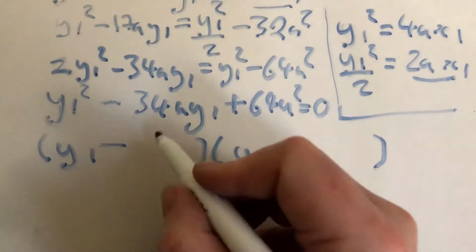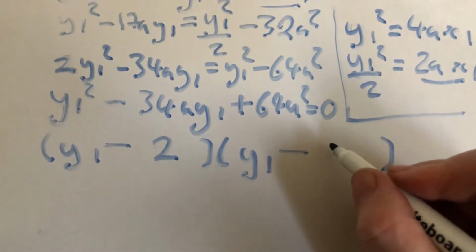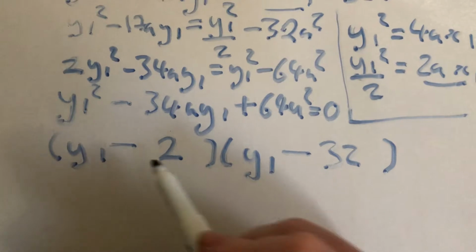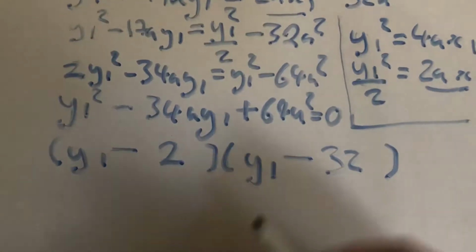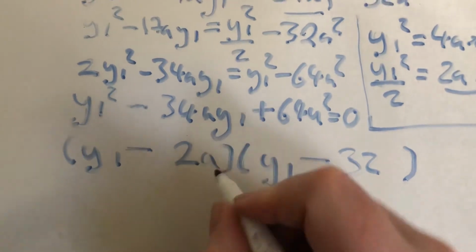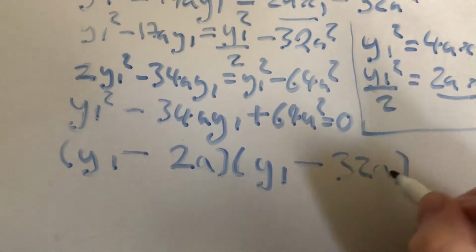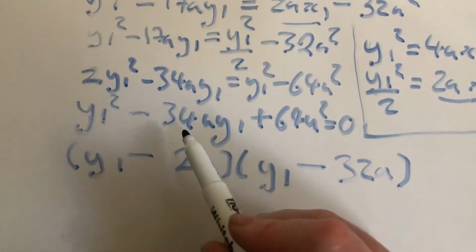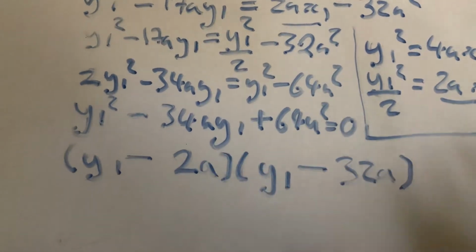And it doesn't take an awful lot of brain work to work out that the numbers we're looking for are 2 and 32. Because minus 2 minus 32 is minus 34, minus 2 times 32 is 64. And don't forget the a, because we've got minus 34a and 64a squared. Okay, so that's 2a times 32a, 64a squared. And 2a minus 2a minus 32a is minus 34a.